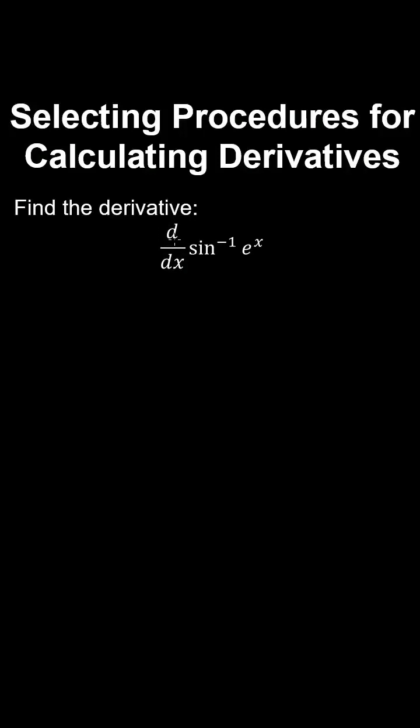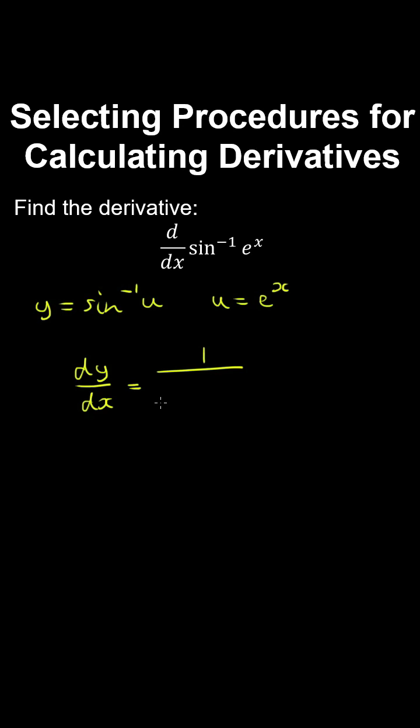Let's find the derivative of the arcsine of e to the x. So we can write this as the arcsine of u, where u is equal to e to the x. And now we can apply the derivative of the inverse trig function that we've derived earlier. So for arcsine u, that will be 1 over the square root of 1 minus u squared. That will be 1 minus e to the x squared. And we multiply this by du/dx, which gives e to the x in the numerator.